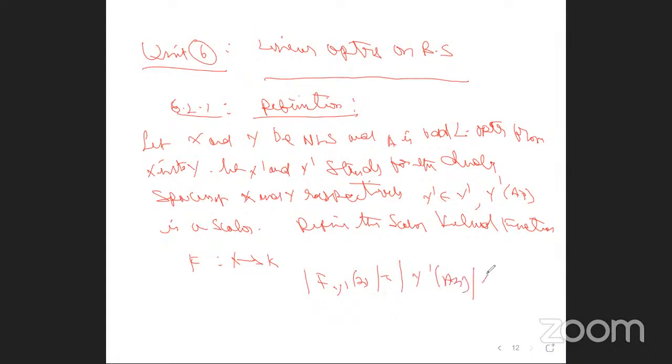mod of f of y dash of x, that is equal to mod of y dash Ax, is less than or equal to norm y dash times norm of Ax, which is less than or equal to norm of y dash times norm x.